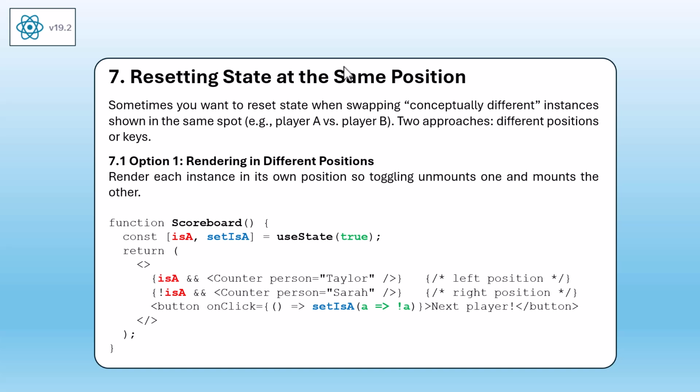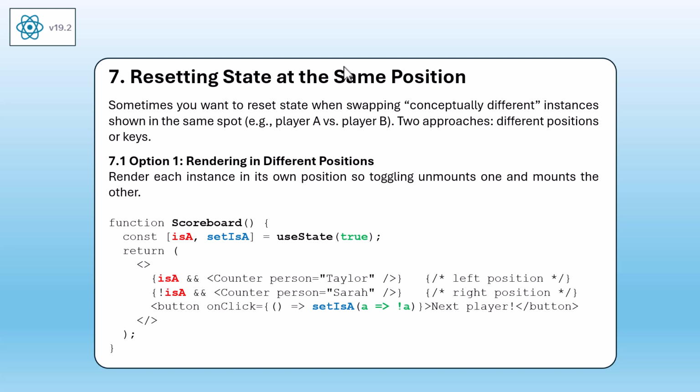This is usually what you want. But sometimes you want to reset the state manually, for instance, when switching between two players in a simple scoreboard app. If both players' counters appear in the same position, React sees them as the same component and preserves the state. But conceptually, these should be two different counters, one for each player. There are two ways to make React reset the state in this case.